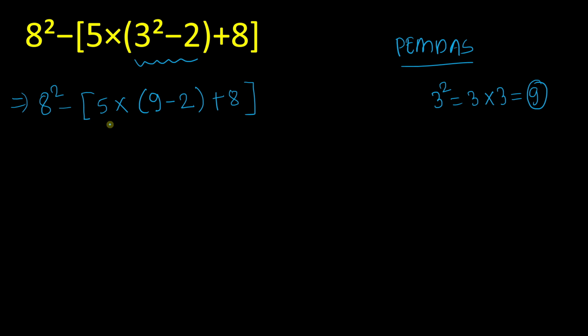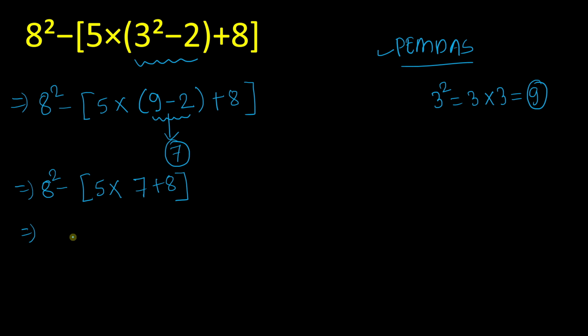Now we can use our PEMDAS method. So first preference is this parenthesis, and inside that we have 9 minus 2, and this will give result 7. So in the next step we can write 8² − 5 × 7 + 8. Now if you think of adding 7 plus 8, which will give result 15, and 15 times 5, which will give result 75, then this will be the wrong way.